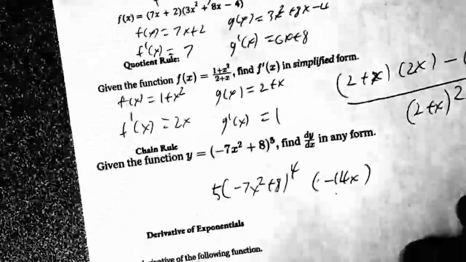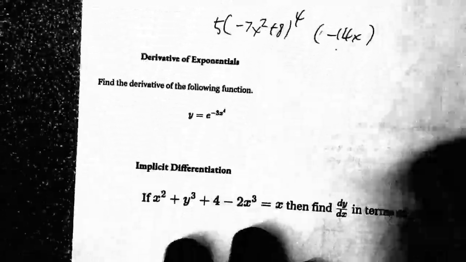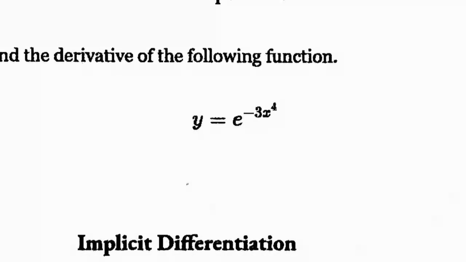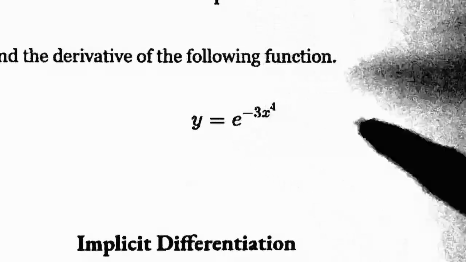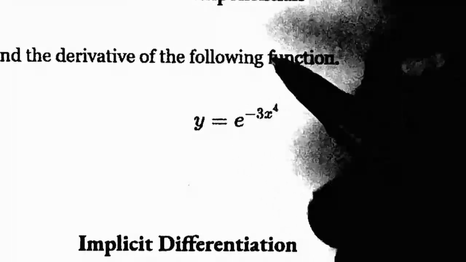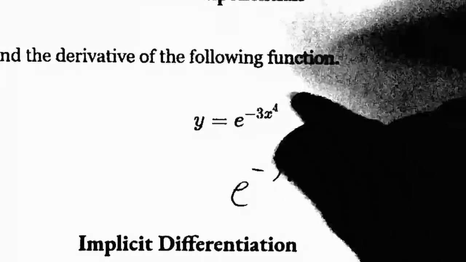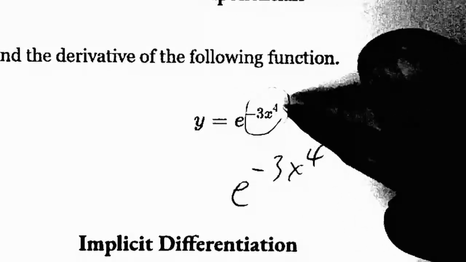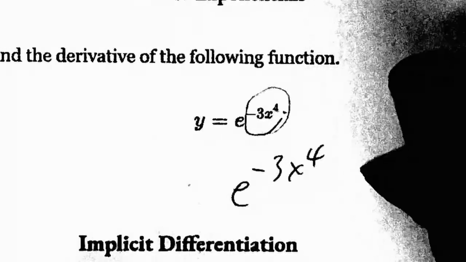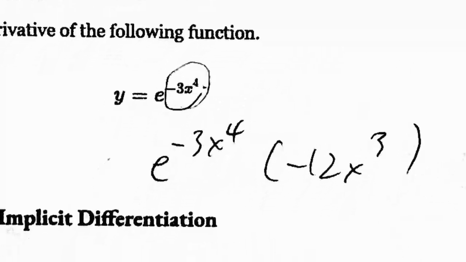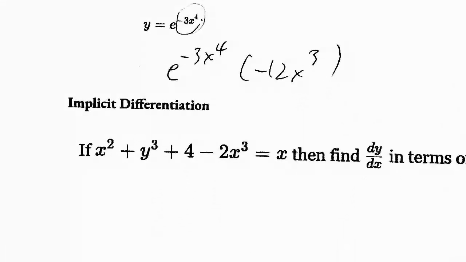So here, this is a chain rule situation. We have the derivative of e to the negative 3x to the fourth. Okay, chain rule. Take the derivative of the outside. The outside function is e to the x, so it stays the same. E to the negative 3x to the fourth times the derivative of the inside. That's the inside. So we're going to do times negative 12x to the third. That's it.